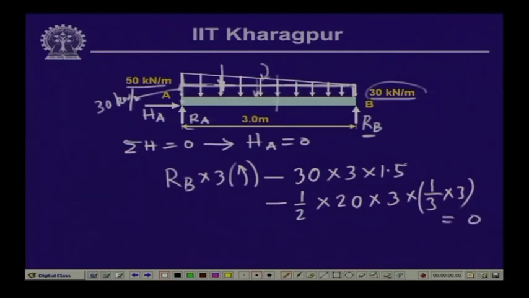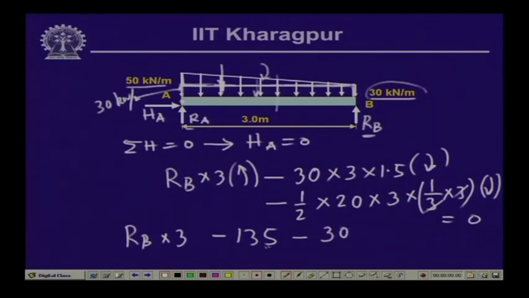Now, this moment also is a clockwise moment, and that is why they are negative. So, R B into 3 minus 135 minus, now this gets cancelled and this is 30. So, from here we get a value of R B, which is equal to 165 by 3, which is equal to 55 kilonewton.